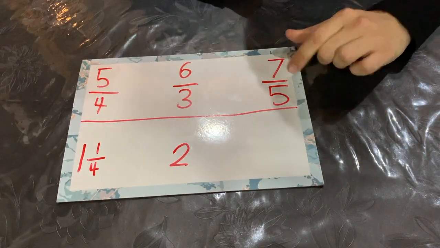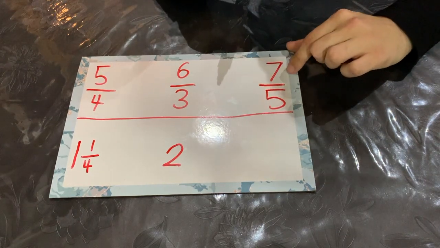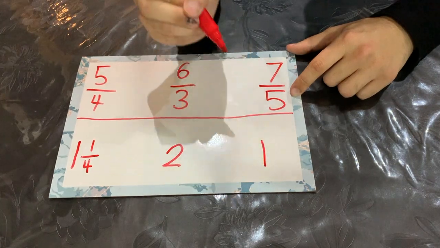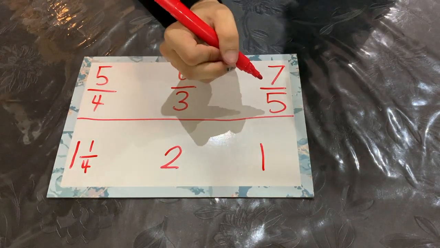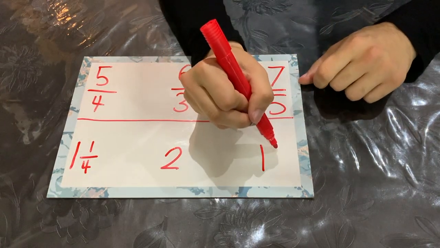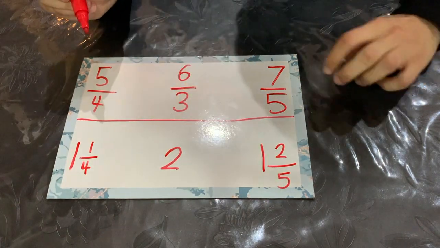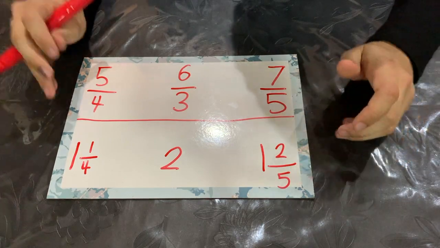I've got 7/5. So I know that 5/5 would be 1. That's a whole number. And I've got 2/5 left over because 5 plus 2 makes 7. So I've got 2/5 left, which means that 7/5 is the same as 1 and 2/5.